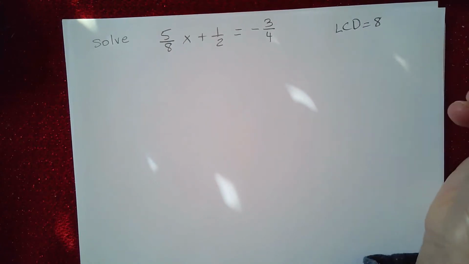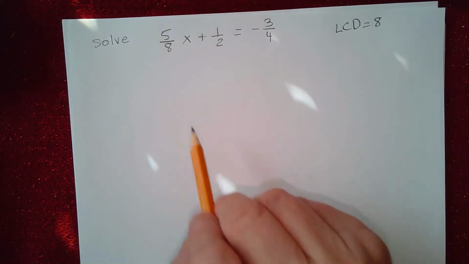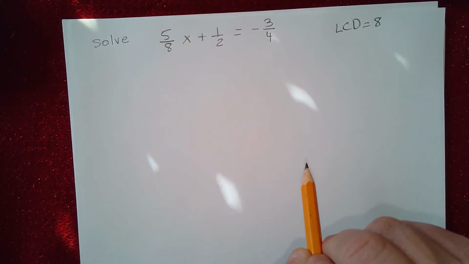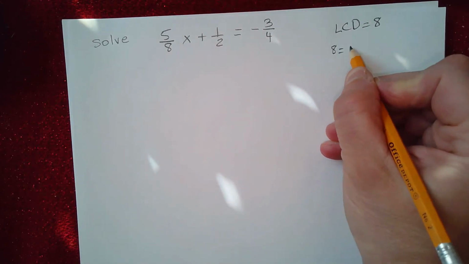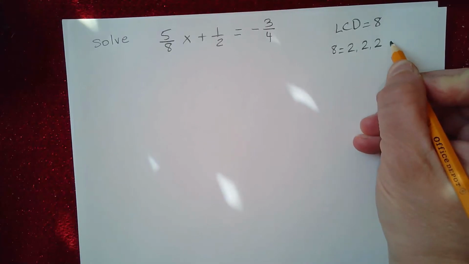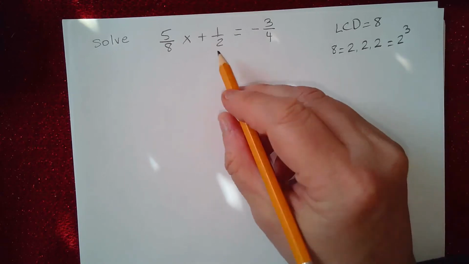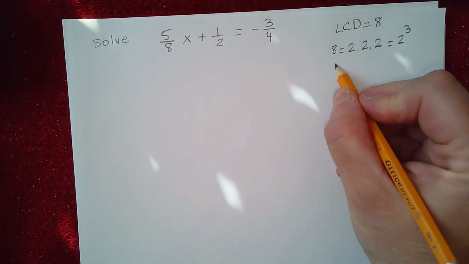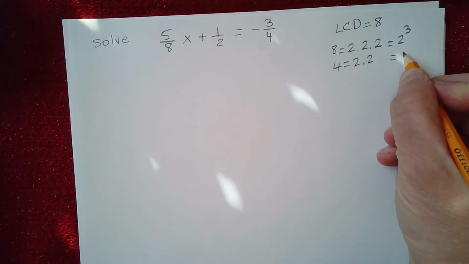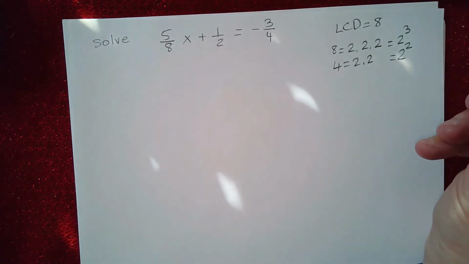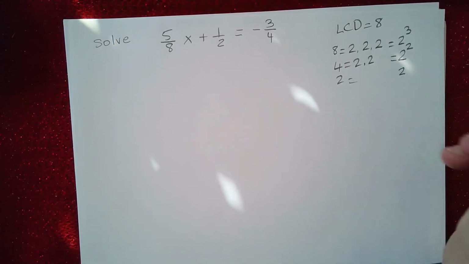8. For those of you who have problems figuring out the LCD, you can rewrite the denominators as a product of primes. So 8 is simply 2 times 2 times 2, or you can write it as 2 cubed. And 4 is 2 times 2, so we can rewrite this as 2 squared. And 2 is simply 2, so I'll leave that like this.